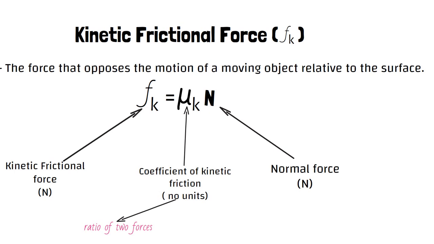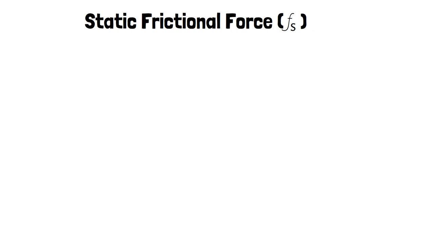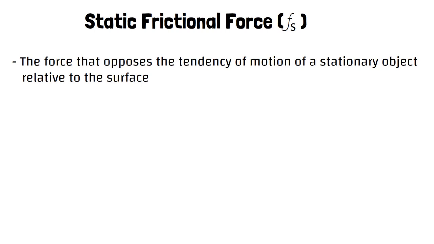And we also have static frictional force under frictional force, which is F_s. When you define static frictional force, you say it is the force that opposes the tendency of motion of a stationary object relative to the surface. So let us try to explain it, saying it is the force that opposes the tendency of motion. Firstly, the object is not moving but tends to move as a result of forces acting, or as a result of your applied force. So what happens is like, for example, you are pulling on some object towards you.